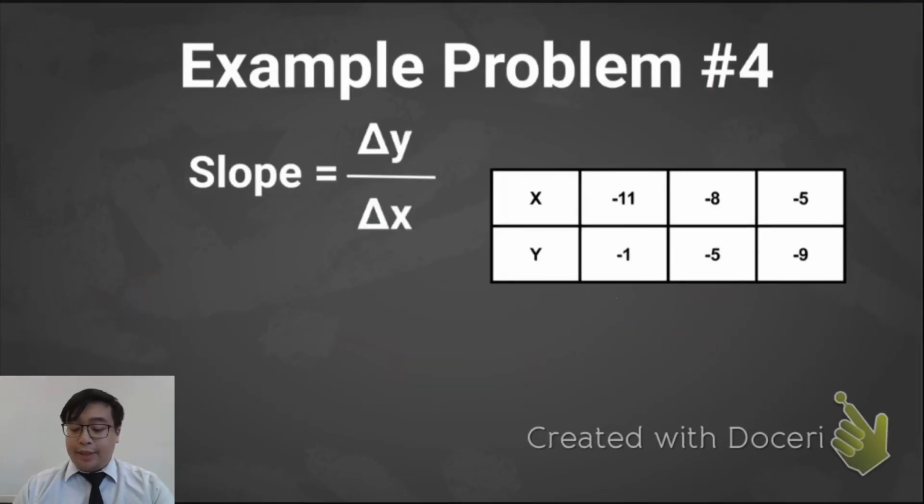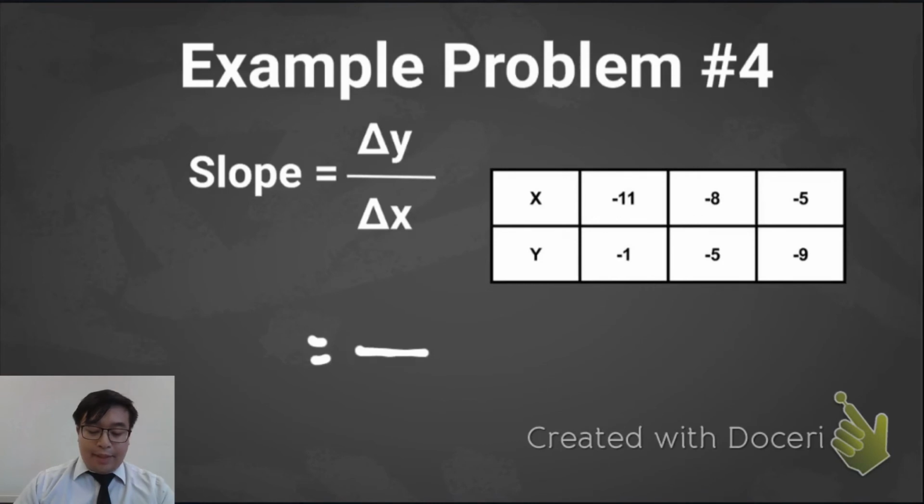Okay, and here's our last example. I want to find the slope of this table. Again, it doesn't really matter where we draw our arrows. So just to keep things simple, I'm going to use these first 2 boxes here. I'm starting at negative 1 and going further negative to negative 5. So am I going to be adding or subtracting? Well, in order to get more negative, I need to subtract 4. So my change in y is negative 4.